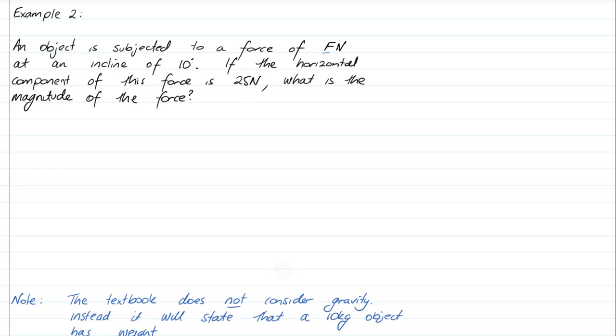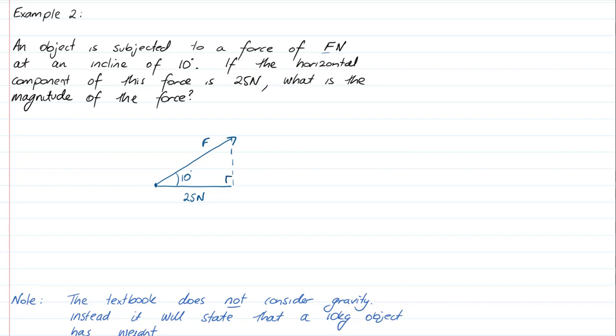Okay, so let's start by denoting our object. We're going to use just a point, and there it is there, and it's being subjected to a force of F newtons. Now, at an incline of 10 degrees, so there's our 10 degrees, and we're told that the horizontal component, because we can break it into components, is 25 newtons. We want to know what the magnitude of the force is. So basically we just want to know what F equals, and we don't care about direction. The magnitude doesn't really matter about the direction.